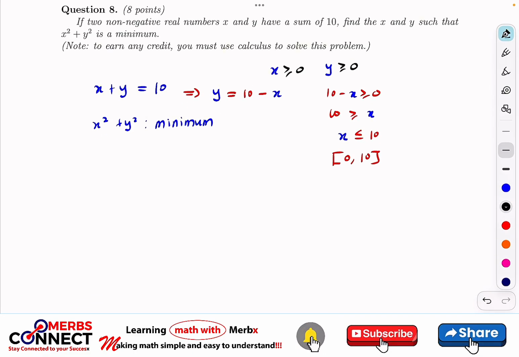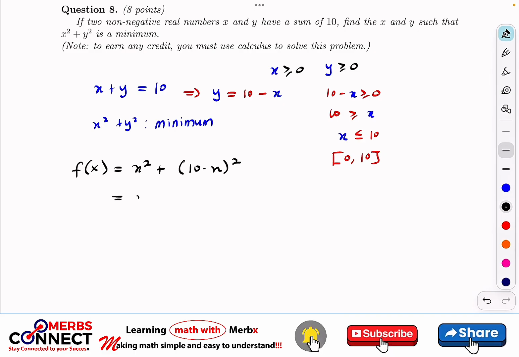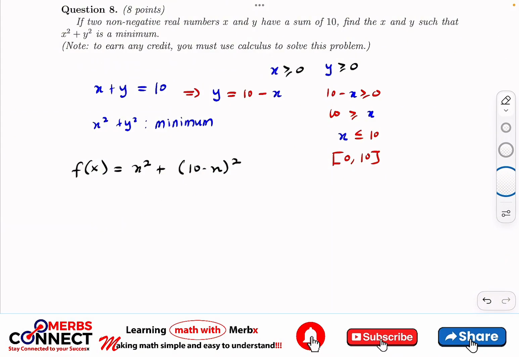All right, thank you. Now let's find a function that we are going to optimize. I'm going to plug this inside this function. So f of x is x squared plus, plugging in y, 10 minus x squared. Let's expand this, or you can decide to use the chain rule. Any of them works. So we can decide to use the chain rule here. This will be the function that we are going to optimize.